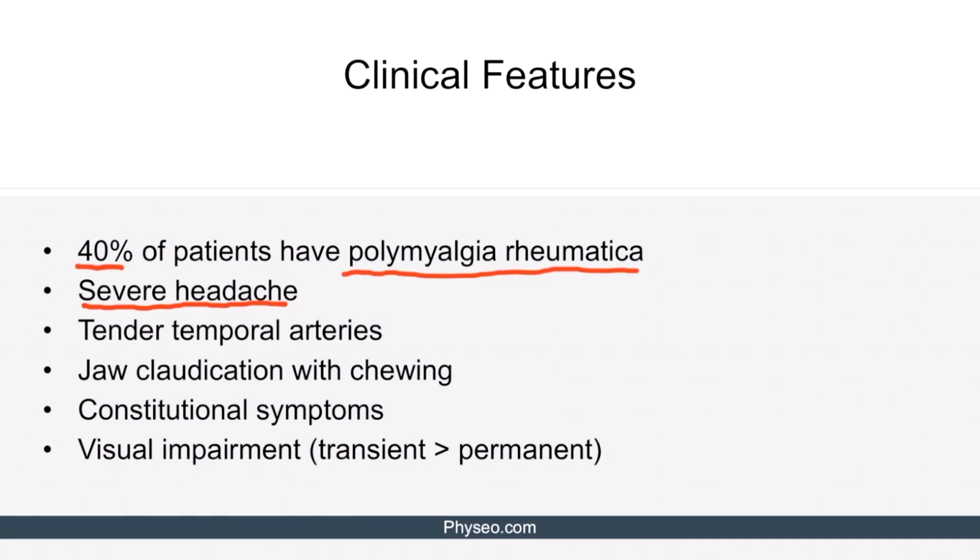Patients can present with constitutional symptoms as well, such as a low-grade fever, night sweats, weight loss, and malaise, and that's all due to the chronic inflammation. And the ophthalmic artery is also commonly involved, leading to visual impairment, typically manifesting as a sudden, transient loss of vision, but it can actually progress to permanent vision loss. Hence, the importance of timely diagnosis and treatment.